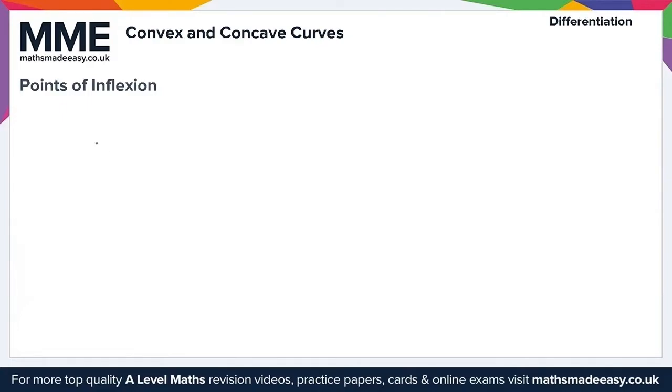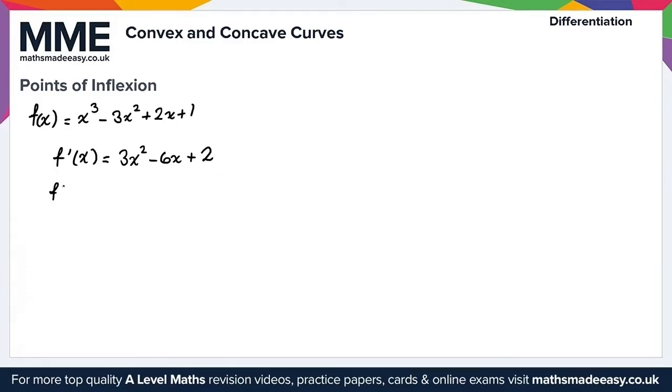So let's take an example here. Let's say we have f of x equal to x cubed minus 3x squared plus 2x plus 1. If we find the first derivative, f prime of x, differentiating term by term, we get 3x squared minus 6x plus 2. And if we now find the second derivative using our first derivative, f double prime of x is simply going to be equal to 6x minus 6.